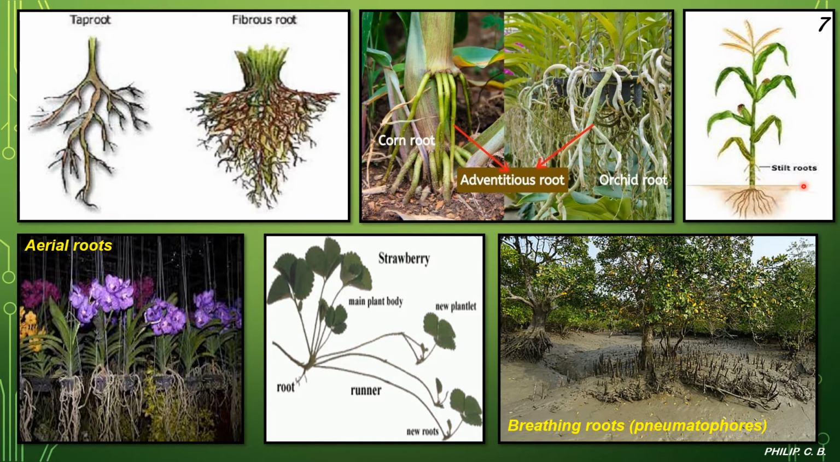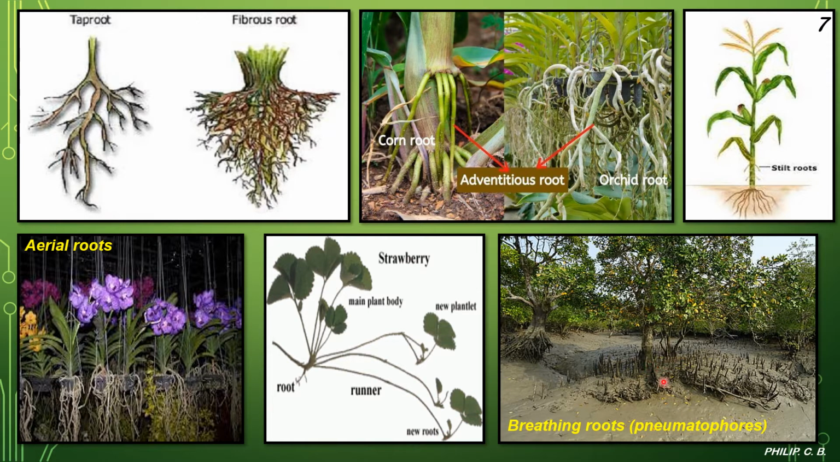Then you can see here stilt roots, which are again above the soil. Then aerial roots, which are present above the soil but hanging in the air. Here you can see again, take the example of orchids, where you can see beautiful flowers. Then strawberry, where you have a runner. So other than grass, you can take the example of strawberry, where the stem which grows falls onto the ground, and the lower part continues as the root in the soil, and the upper part forms the stem.